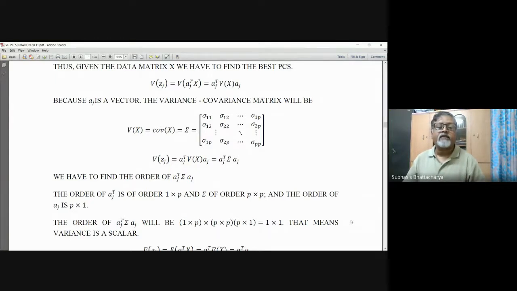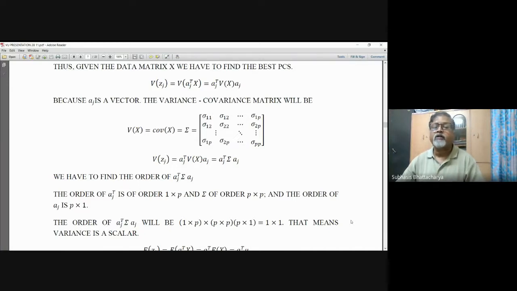So what is the variance of X? If I consider it in terms of the population, the diagonal elements are the variances and the off-diagonal elements are the covariances. So it can be written in the form of variance of X. If it is sigma, then I can write it as Aj transpose sigma Aj.